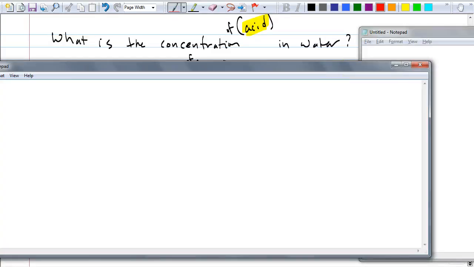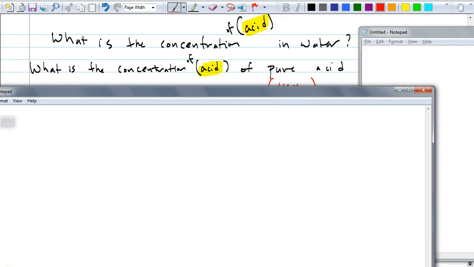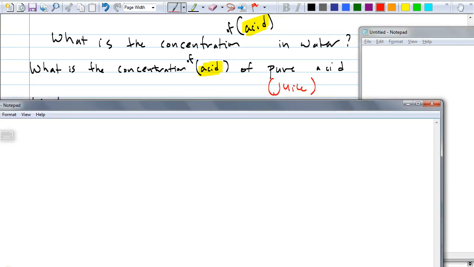But hold on. Okay, listen, guys, let me be a little bit more specific here. When I say, what is the concentration of water? What I mean by this is, what is the concentration of acid in water? That's what I mean. Second one, when I say, what is the concentration of pure acid? Sometimes we use acid. Sometimes you will see in your homework they use juice. Sometimes they use salt. But it could be acid.